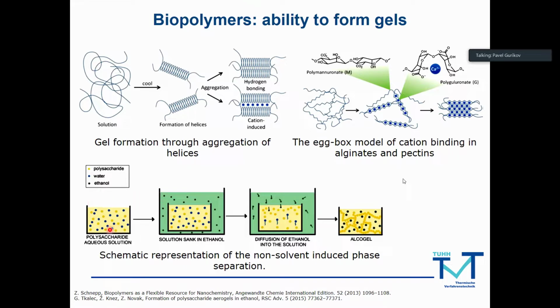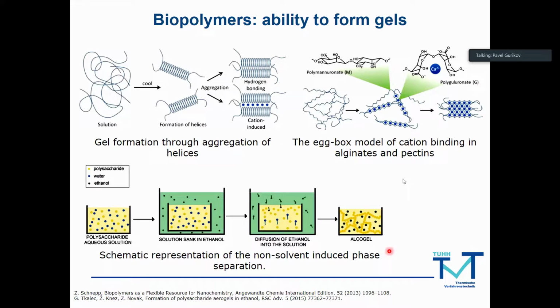If you place the solution in a non-solvent, for example, in alcohol, the alcohol starts diffusing inside and substitutes water. What happens is that the polymer starts to form structures because it doesn't like ethanol as much as it likes water. It forms a solid matrix, which you would call gel.